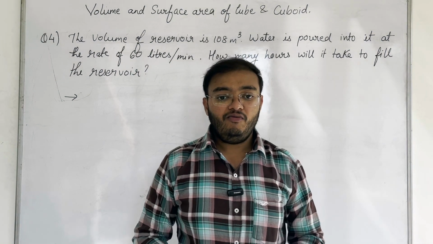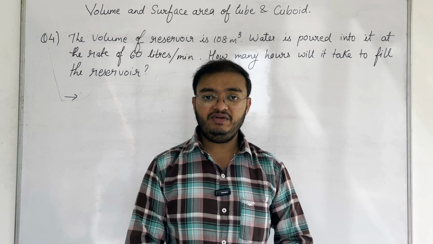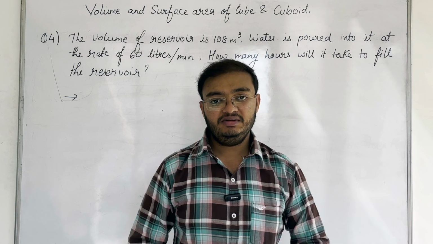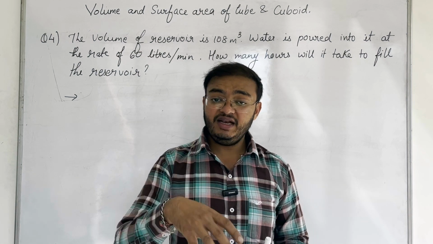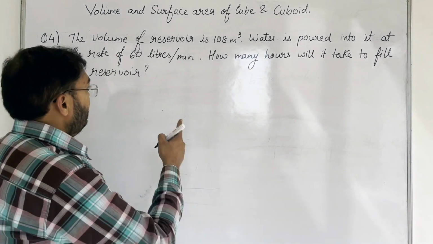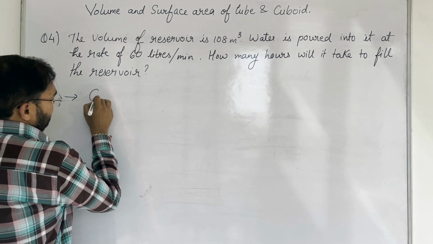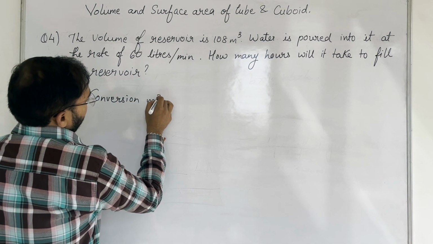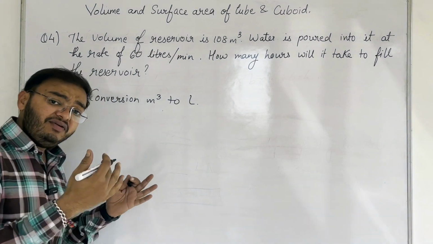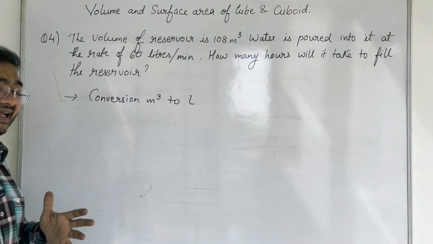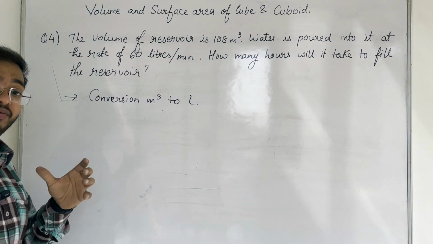Now see, the volume of the reservoir, the cuboid volume, is given in meter cube. And here we are filling the reservoir in liters. So first of all, we will convert meter cube into liter. First of all, we will convert meter cube to liter. And why are we converting? Because the reservoir is filled in liters. Now let's see how we are converting meter cube to liter.